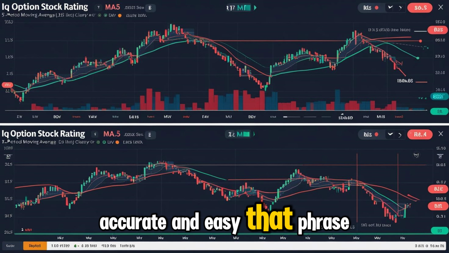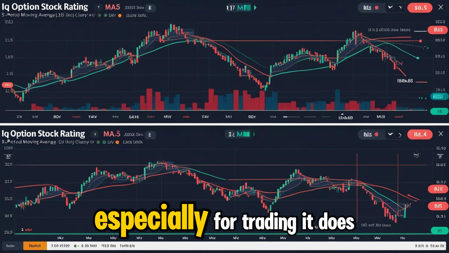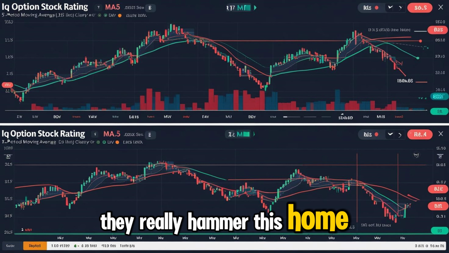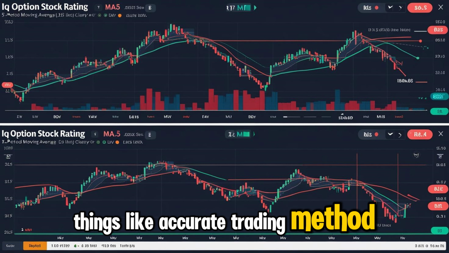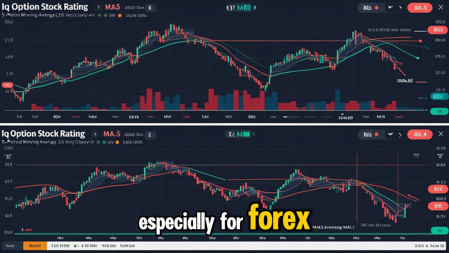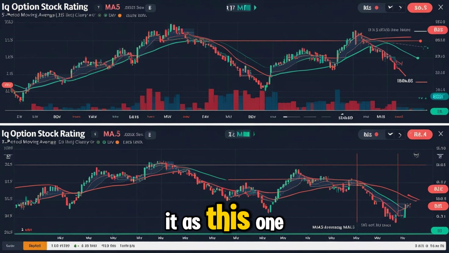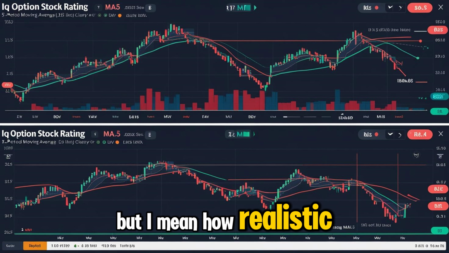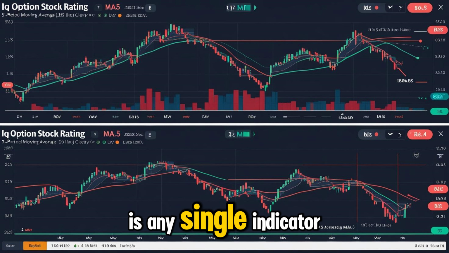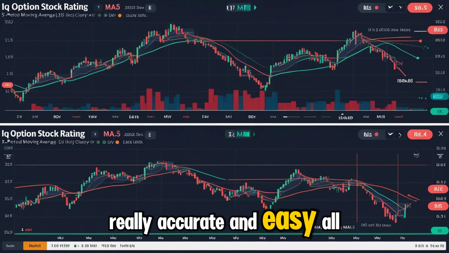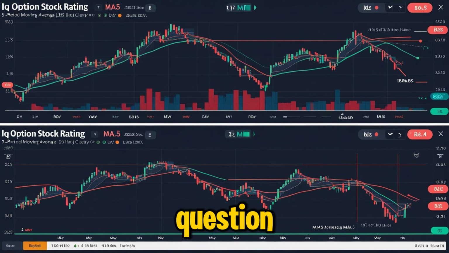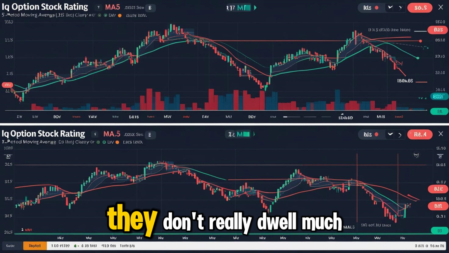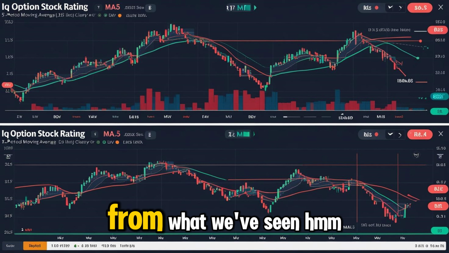Accurate and easy, that phrase definitely jumps out, especially for trading. It does. And the keywords they use really hammer this home. Things like accurate trading method, easy investment technique, especially for Forex. It sounds like they're positioning it as this one magic bullet, almost. But how realistic is that? Is any single indicator really accurate and easy all the time? Well, that's the million-dollar question, isn't it? The content mostly focuses on the upside, the ease of use. They don't really dwell much on the risk side from what we've seen.